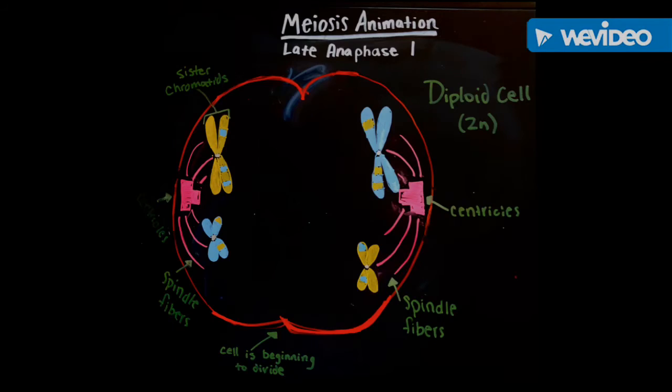The cell is beginning to divide. The chromosomes are moving to opposite ends. The centrioles and the spindle fibers are also at opposite ends. The cell is still diploid.